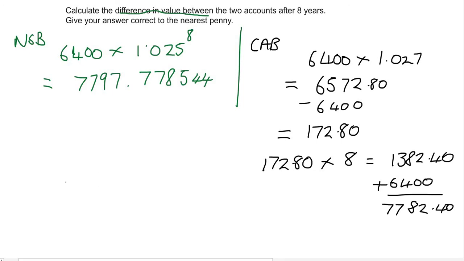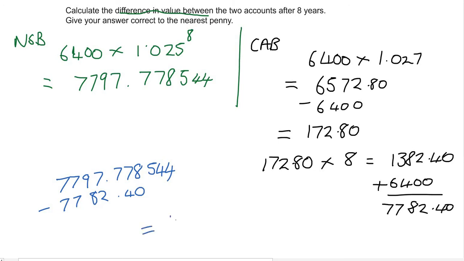Okay, now all we've got to do is see the difference between. So take our 7797, take off our 7782.40, and we will get £15, and rounding it up, 38 pence, and that is the answer.